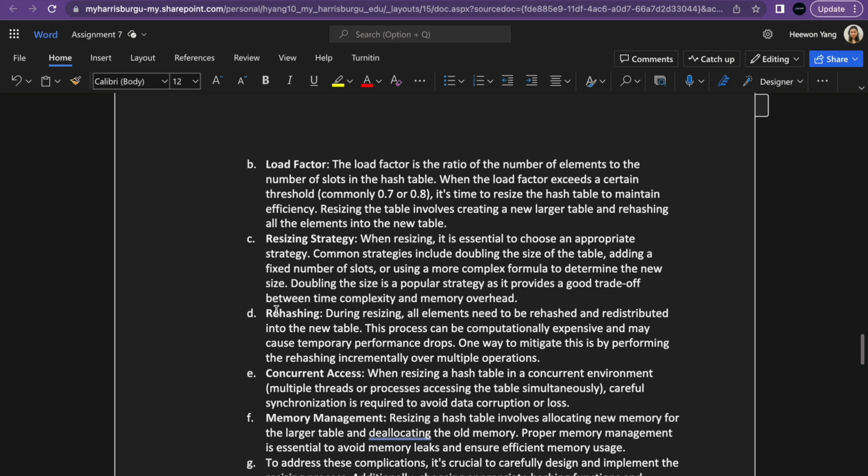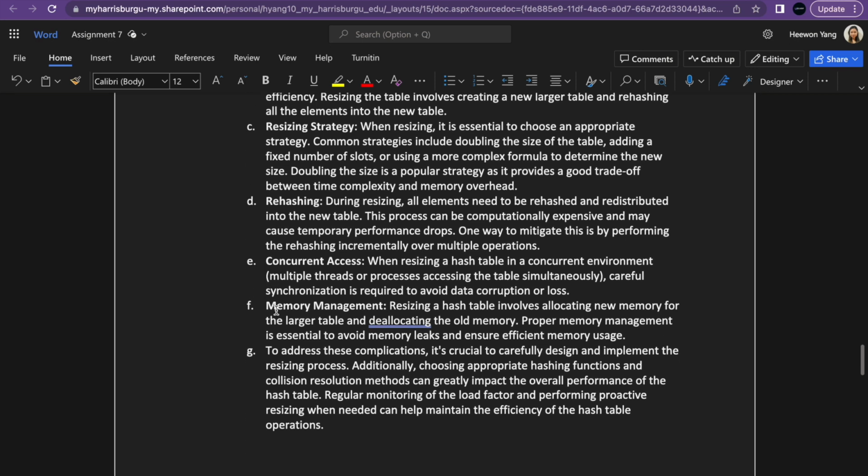The next one is resizing strategy. When resizing, it is essential to choose an appropriate strategy. Common strategies include doubling the size of the table, adding a fixed number of slots, or using a more complex formula to determine the new size. Doubling the size is a popular strategy as it provides a good trade-off between complexity and memory overhead.